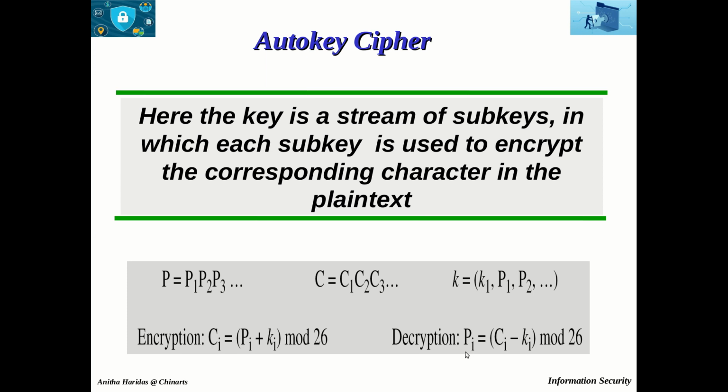And the decryption process will be as usual. The ith ciphertext will be subtracting the ith subkey with the modulo operator on 26 and will be producing the ith character of the plain text. So this is the process that is used in the auto key cipher.